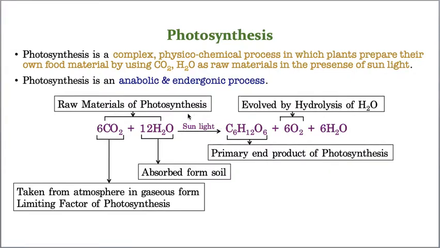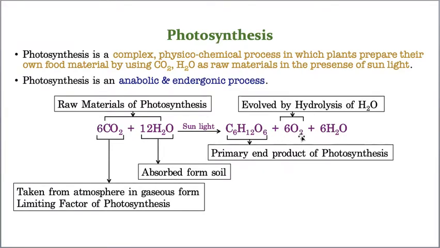So in the presence of sunlight, that means by utilizing the sunlight as a source of energy, by reacting the carbon dioxide and the water molecules, the plant gets its own food material in the form of C6H12O6, that means it is glucose. Of course, everyone knows that later it is going to convert into starch, but firstly it is produced in the form of glucose, which is the primary product.